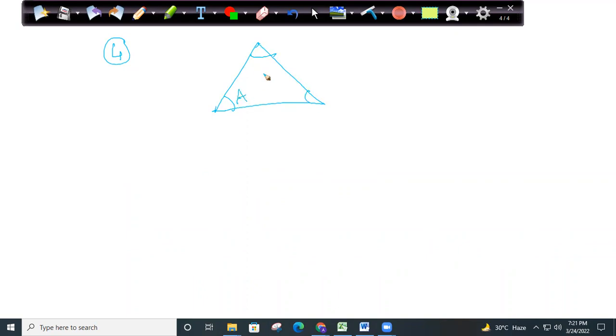Let this be angle A, angle B, angle C. Assume angle A is greatest. Angle A is greater than angle B. So if angle A is greater, the side opposite to the greater angle is the greatest. So this side, suppose A, B, C. This is small a, AC is small b, AB is small c.